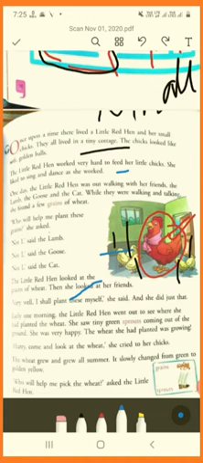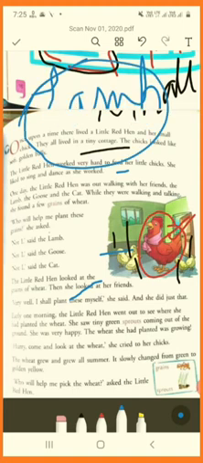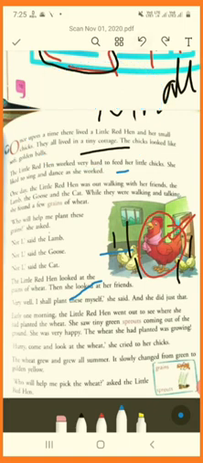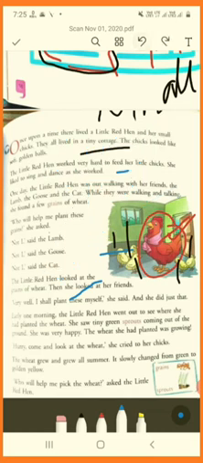Who were the friends? The lamb. You know lamb, right? She was out for a walk with the lamb, the goose, and the cat. You all know cat, right? I think some of you might be having cats as your pets at home as well, right?